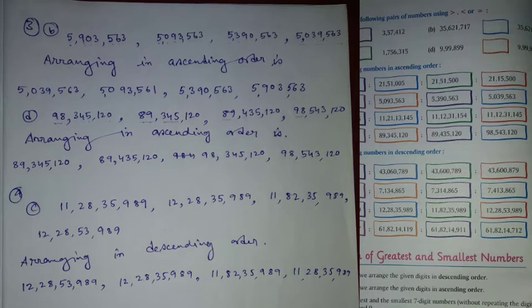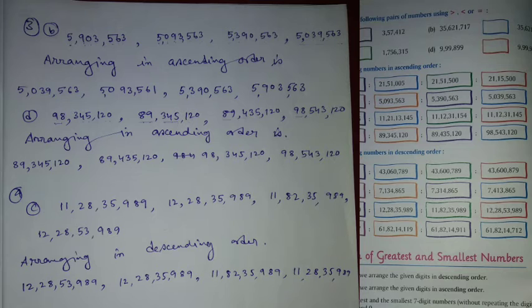5,039,563. Then 5,093,563. Then 5,390,563. Then 5,903,563. So this is the answer. Check whether your answer is right or wrong. Number 3, B. Yes, this is the answer. Next, number D.